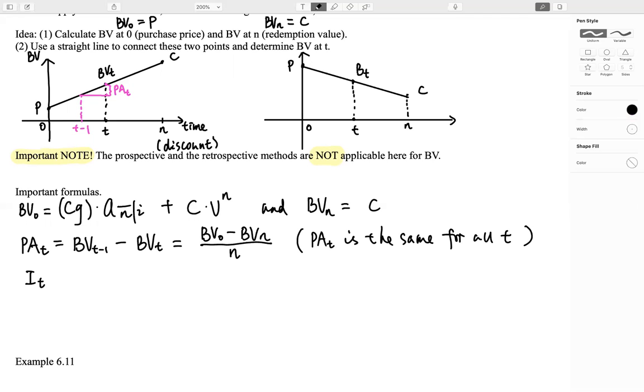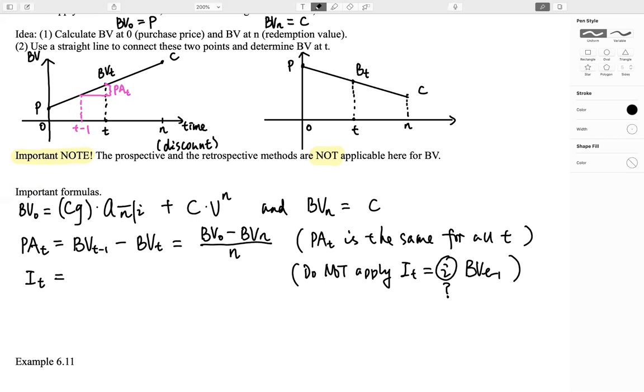Again, I do not apply I times the previous book value. That's because now I don't know my I. My I may change, right? That's the whole point of proposing this new method, because we don't like to assume a constant interest or constant yield. So do not apply IT equals I times BVT minus 1, okay? Because this, I don't know anymore. It's IT instead of I.